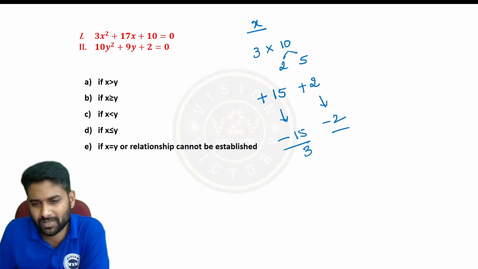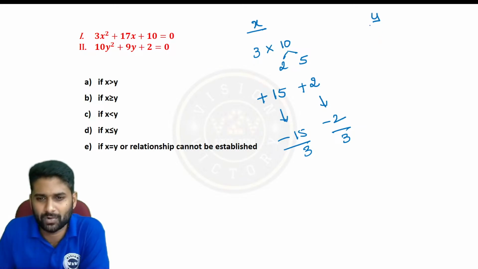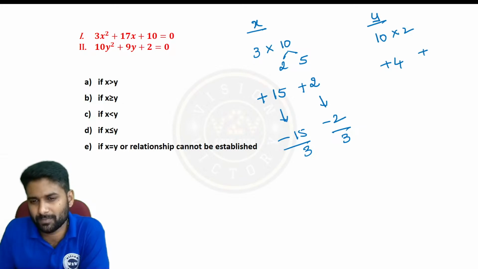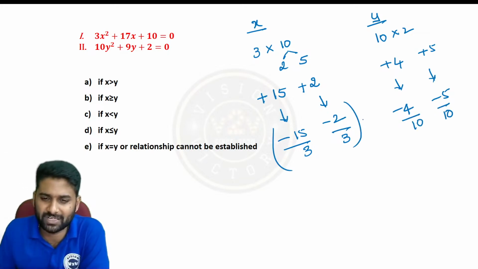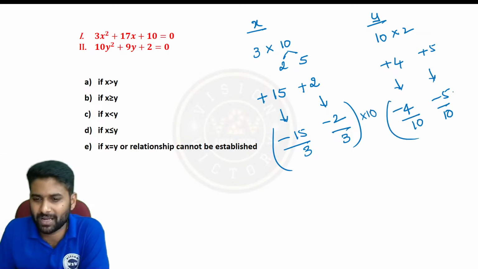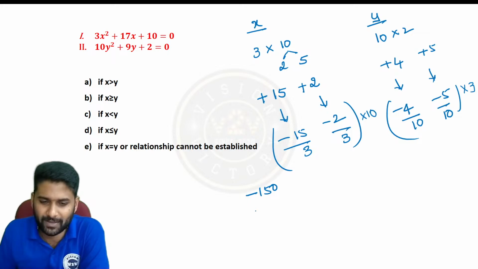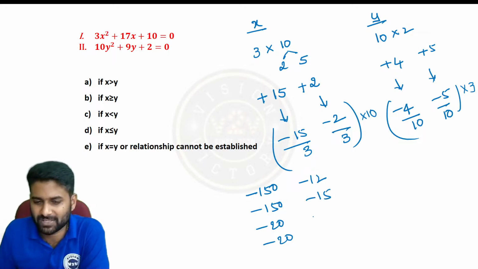We have 3 denominator and 3 denominator. Go through the y value. 10 into 2. Factors are plus 4, plus 5. Final factors: minus 4, minus 5, divided by 10. You know that the common multiple is 30. Multiply this value by 10 and this value by 3. Now here 150, minus 20. Same way, it's 12, minus 15.